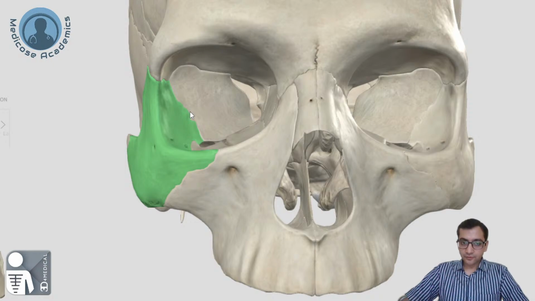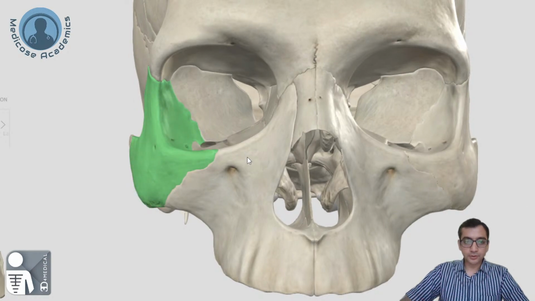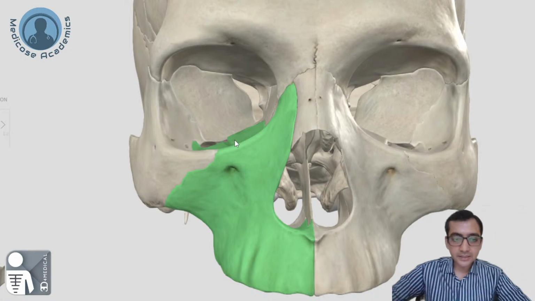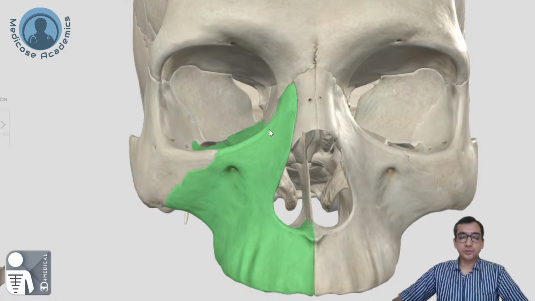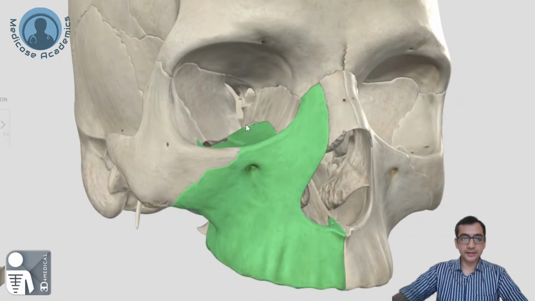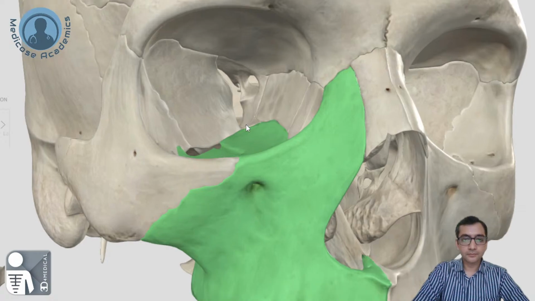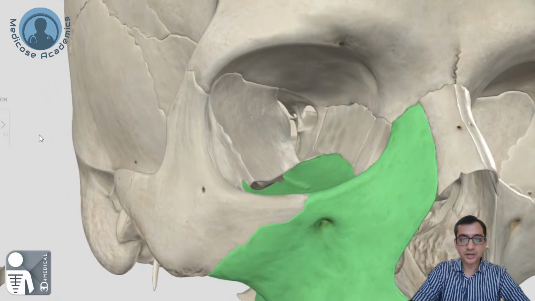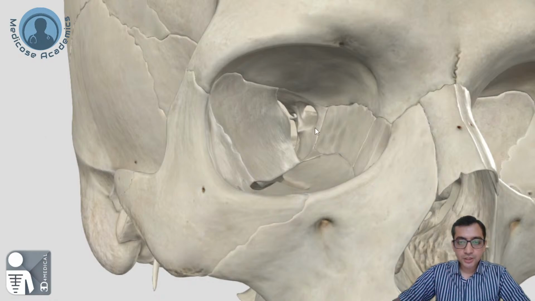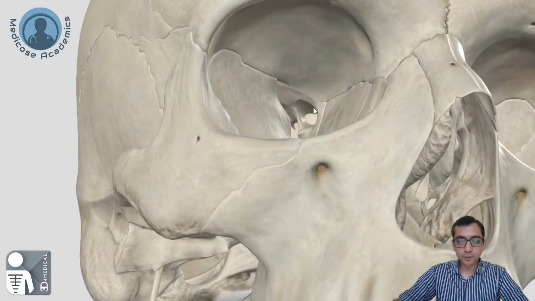And which structures are forming the inferior margin? The inferior margin will include laterally the zygomatic bone and medially the maxillary bone. So these are the margins of the orbit. Okay, so let's get inside the orbit a little. Let's try to find which structures are forming which walls of the orbit.